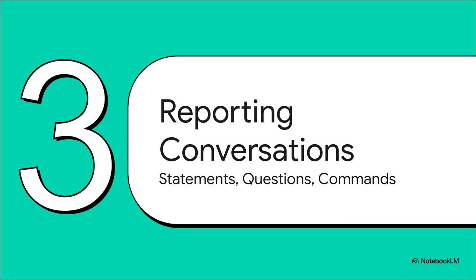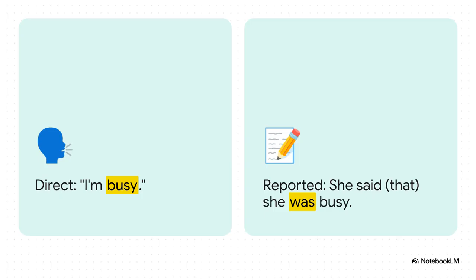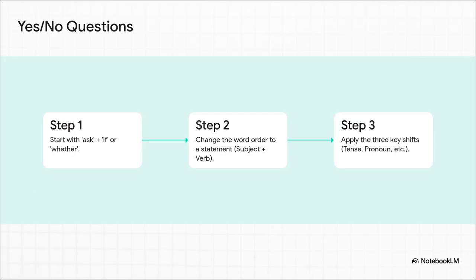Okay, so now we've got our toolkit, the 3 shifts. Let's start putting them to work and see how they apply to the different kinds of sentences we use all the time. Statements are your bread and butter. They're the most common and the most direct. I'm busy becomes she said she was busy. See? We shifted the pronoun from I to she and the tense from am to was. Perfect. And notice that little word that in parentheses? It's almost always optional.